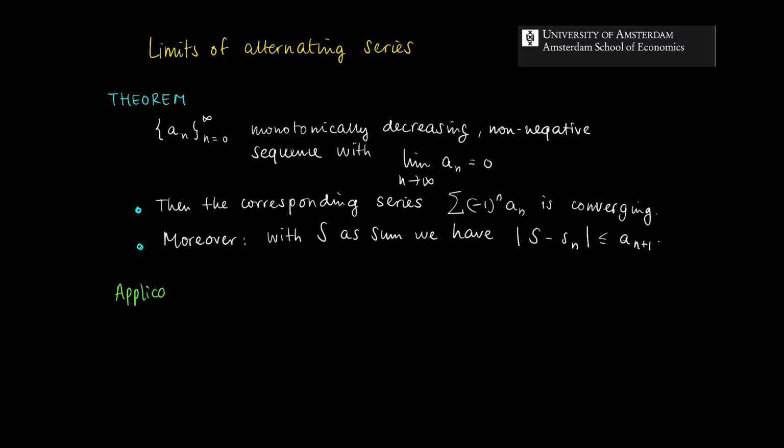Okay, so a direct application is the following, that we can immediately tell that the series that we build up from a_n equals 1 over n is converging, since 1 over n is monotonically decreasing and it has a limit 0. So this series has a sum.